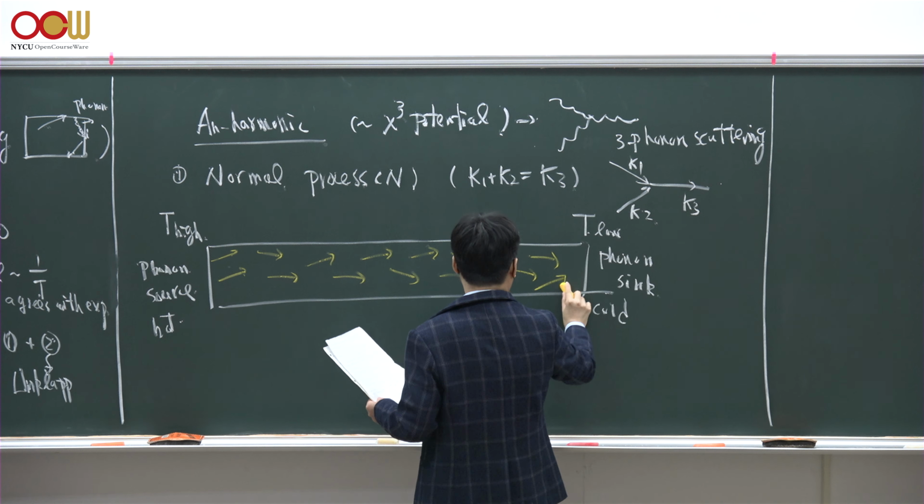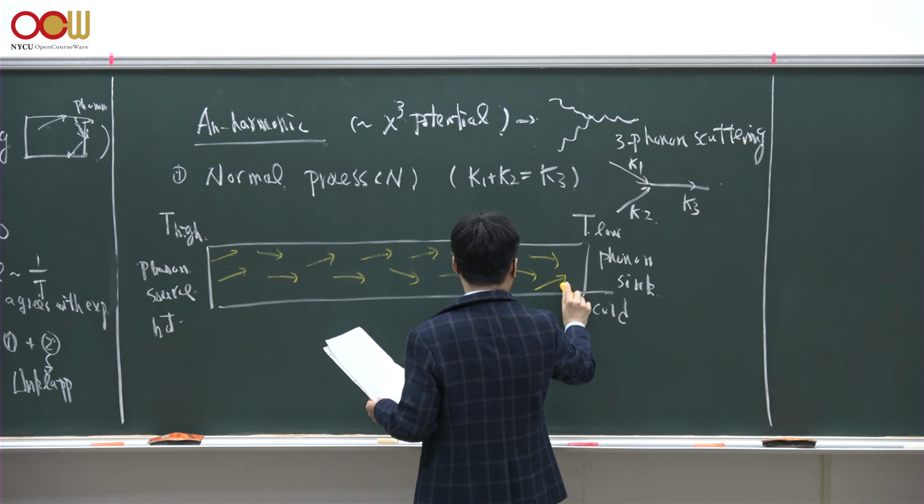So let's then discuss the Umklapp processes as we defined them. k1 plus k2 reverts the direction of k3 because there is a reciprocal lattice vector shift G, so k1 plus k2 is actually k3 plus G. Let's draw the same diagram here. We have a hot end and a cold end. And of course, we have forward-moving phonons, but since these phonons can be scattered by other phonons, there should be some phonons carrying k3 along the opposite direction, right?